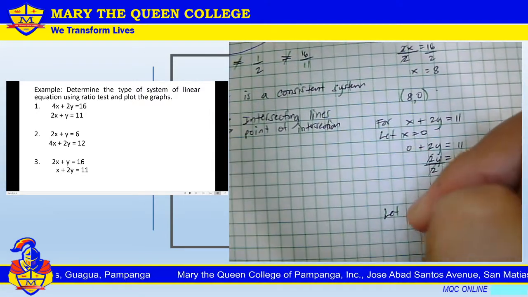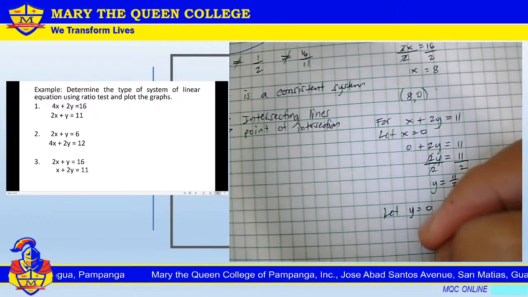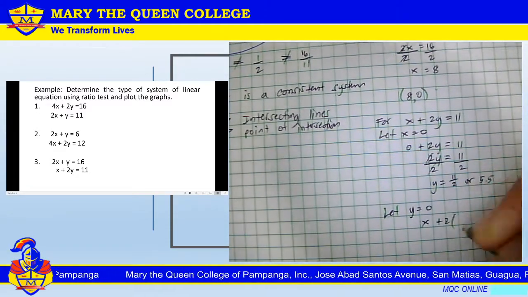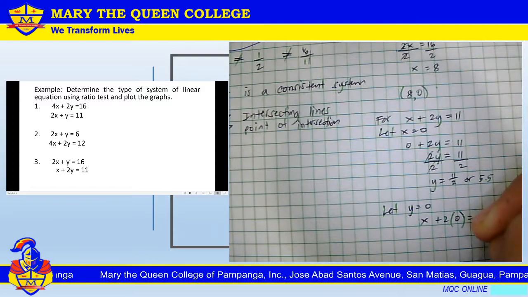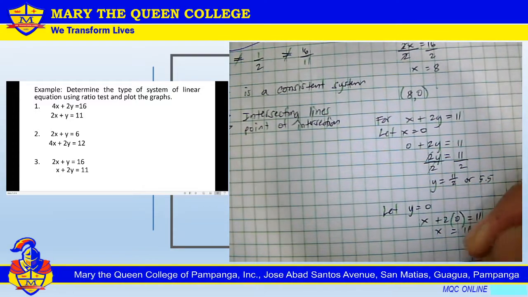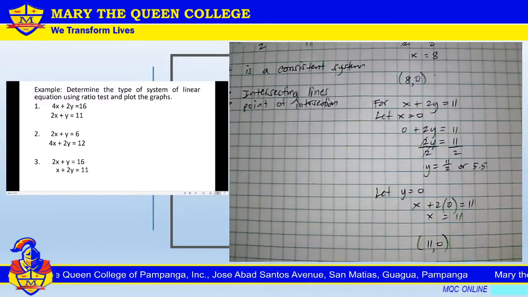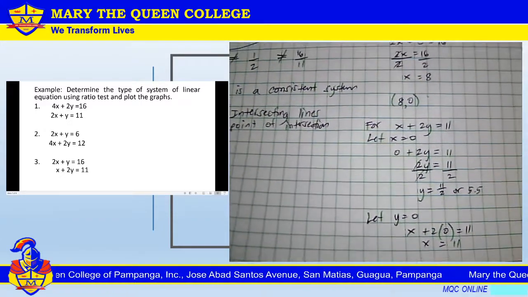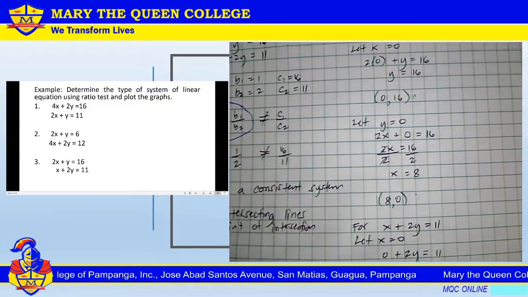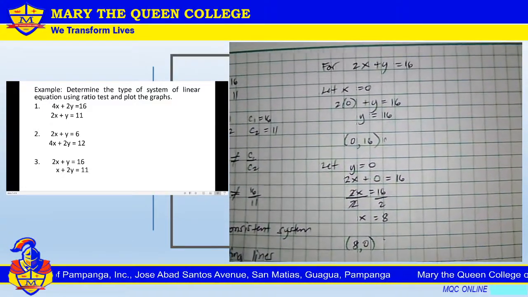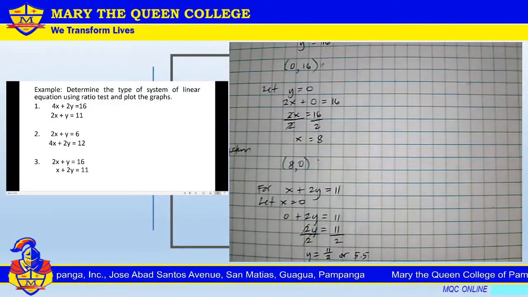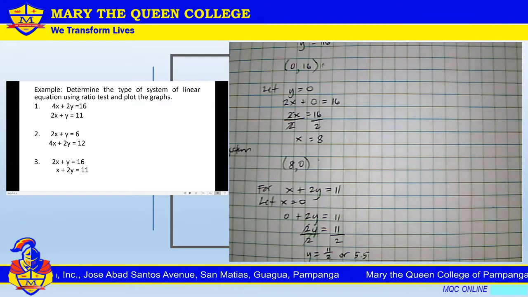Then let y be equal to 0. So we have x plus 2 times 0 equals 11. So we have x is equal to 11. So we have (11, 0). Okay? So these are the sets of points for our two equations.